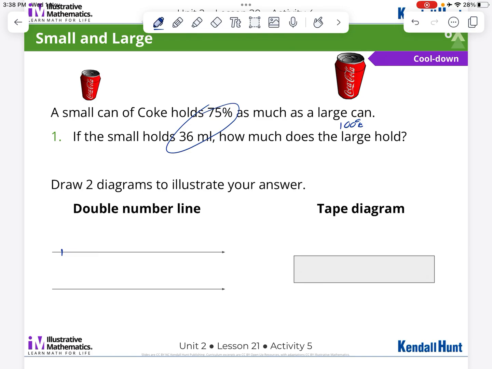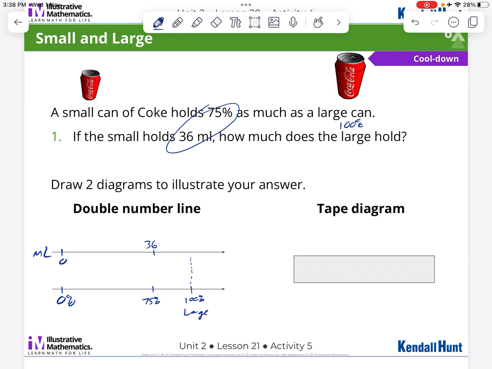So for my double number line, let's go ahead and start it with 0 and 0. These are my percentages down here. These are the milliliters of the drink. So we know that 75%, let me just put it somewhere out here, 75% is 36. And what I'm trying to figure out is, what is 100%? Because the 100% would be the large can.